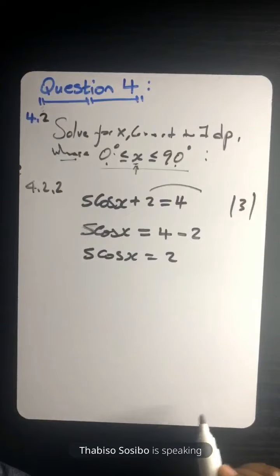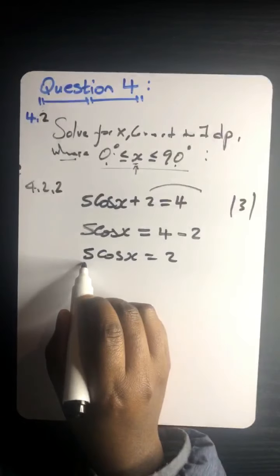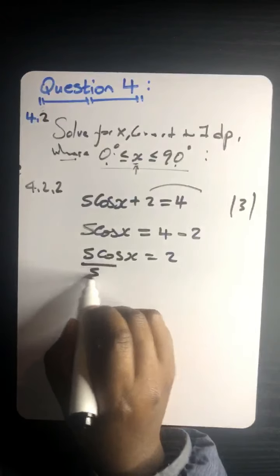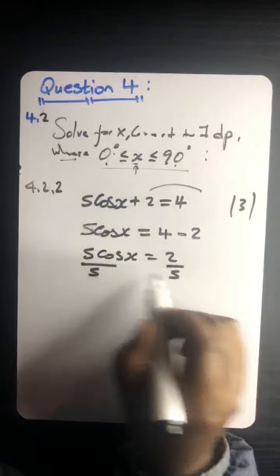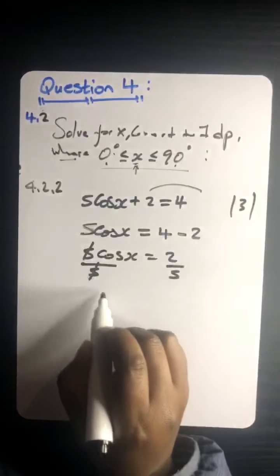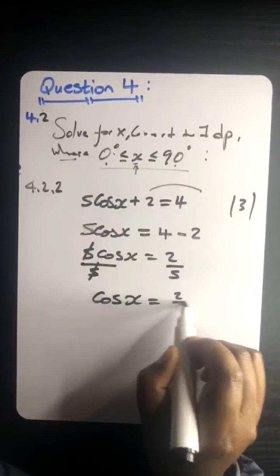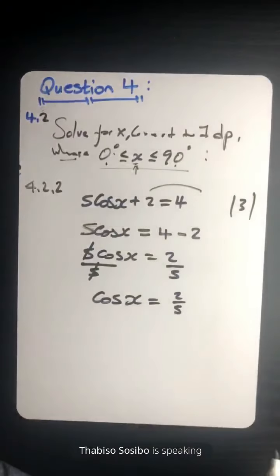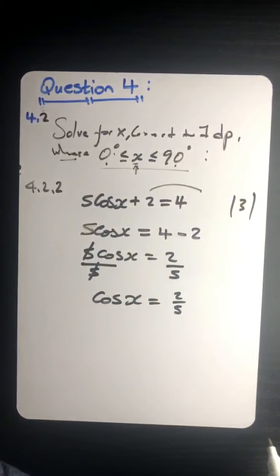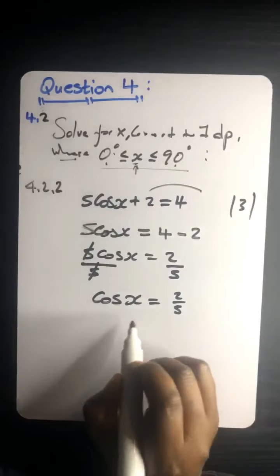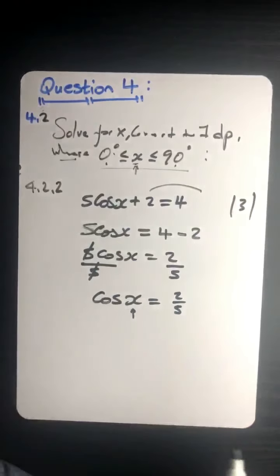Okay, so the reason we divide by 5 is because we want to remove it, so that we remain with cos x being equal to 2/5. Can you see there, Tabiso? Yes. Okay, so now how can we get to x?